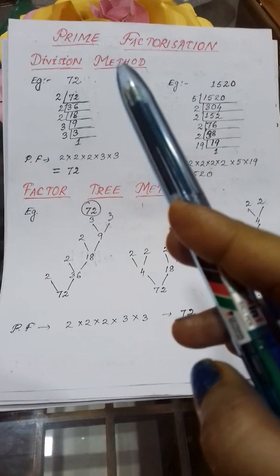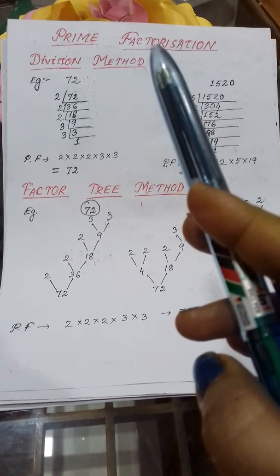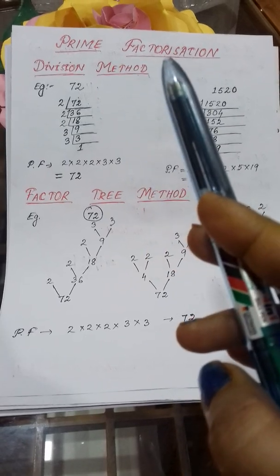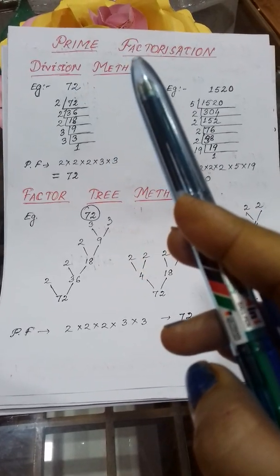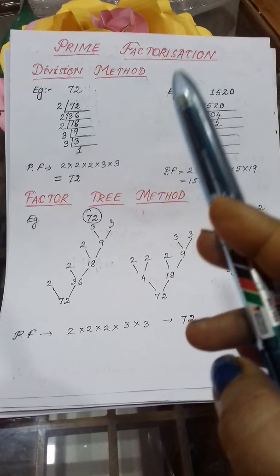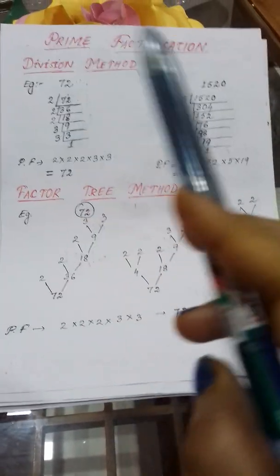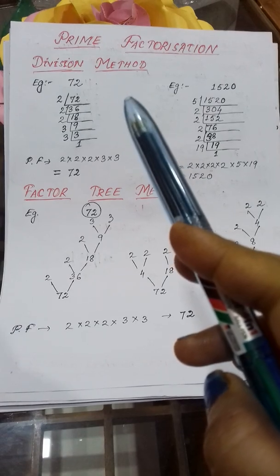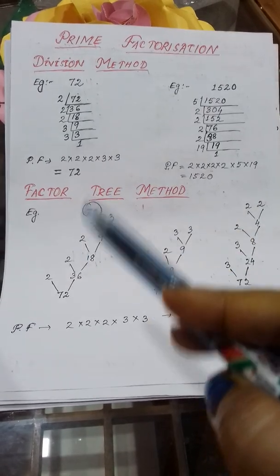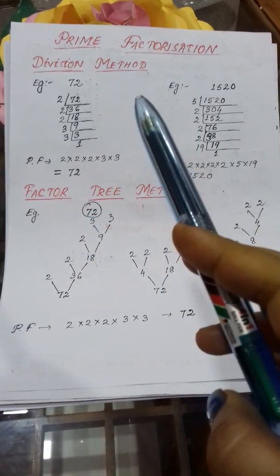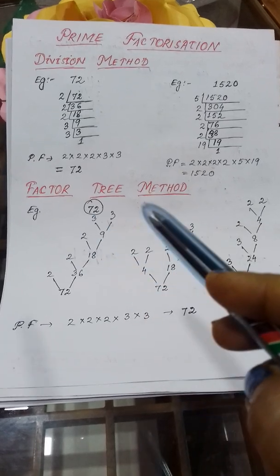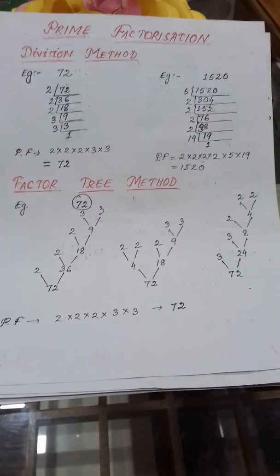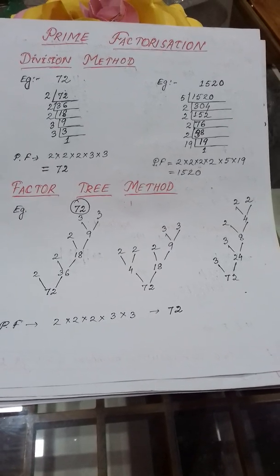Clear? So all of you know what are the prime numbers and composite numbers. Those numbers are known as prime numbers whose factors are 1 and the number itself, no other numbers. Clear? So this prime factorization can be done by two methods. One is the division method, one is the factor tree method. Clear? You have to learn both the methods.